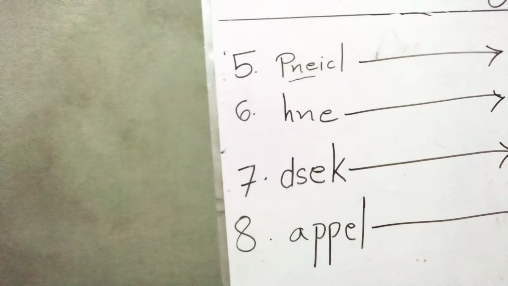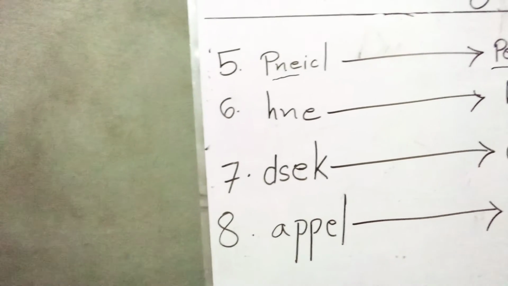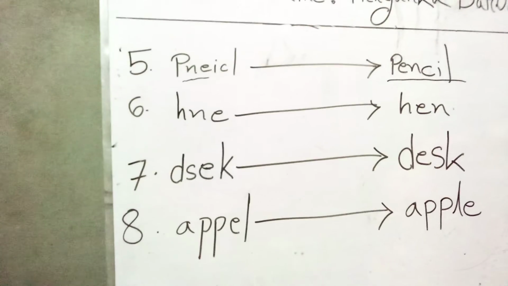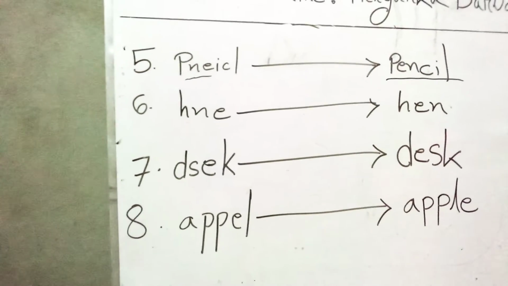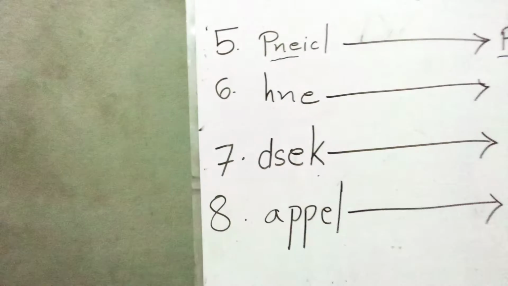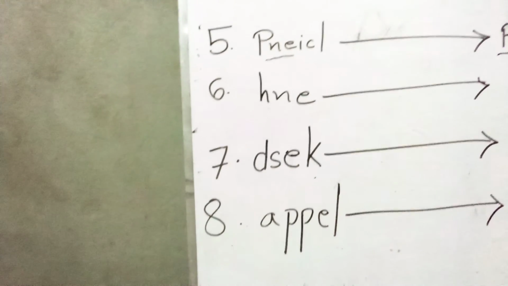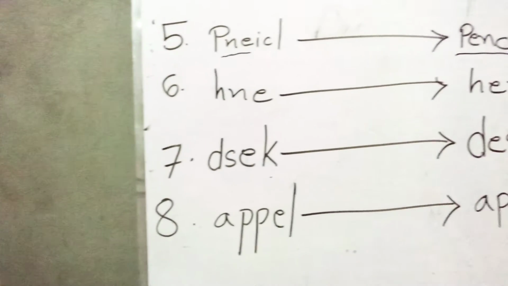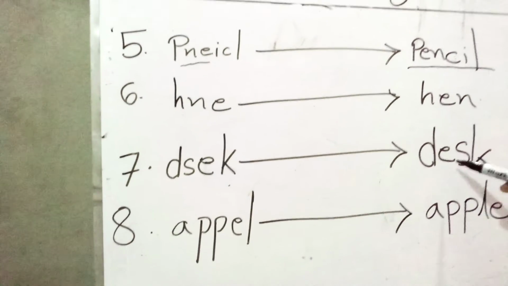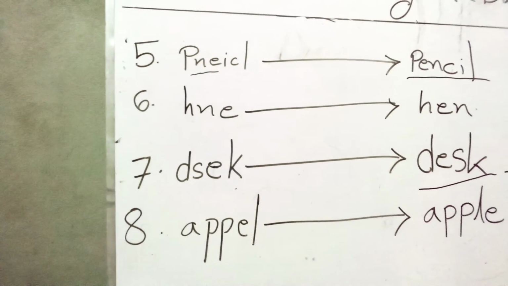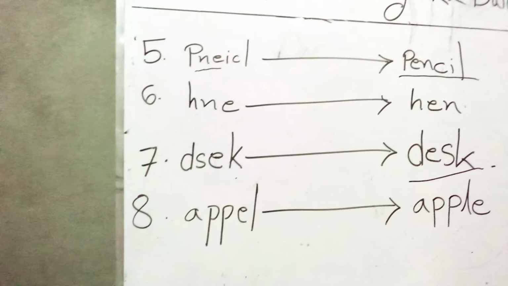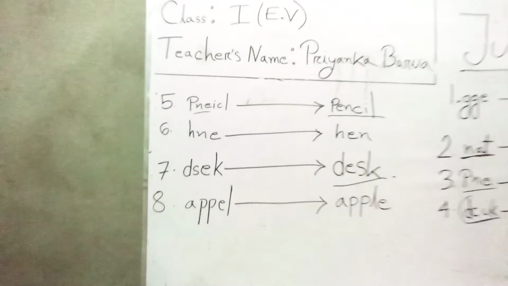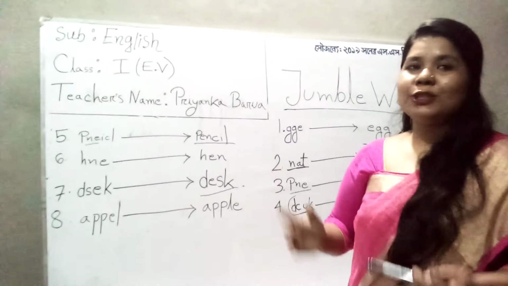HNE. If we place E in the middle of H and N, then we will have a new one, that is hen. DSEK. Similarly, it doesn't mean anything. It can't be a name of anything. But if we place the E in order, that is DESK, that will be a name of a thing, and that is a tool, that is desk. We know what is desk. In our school, everyone has different desks.